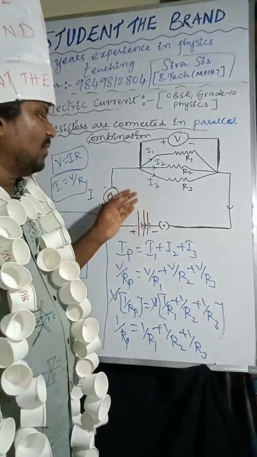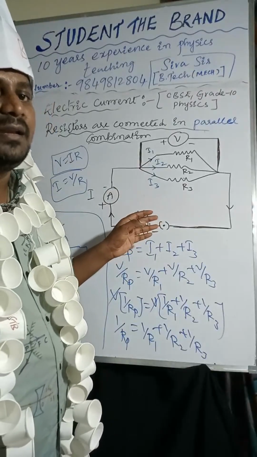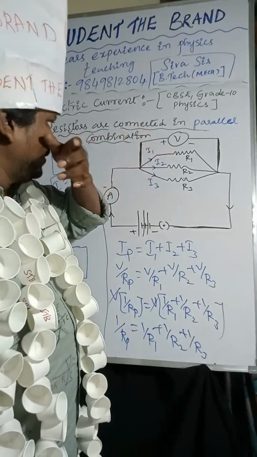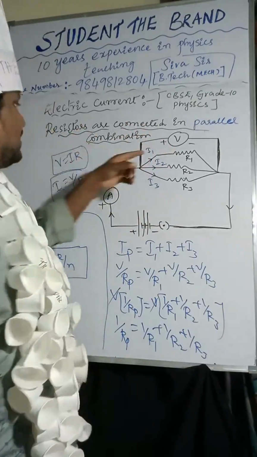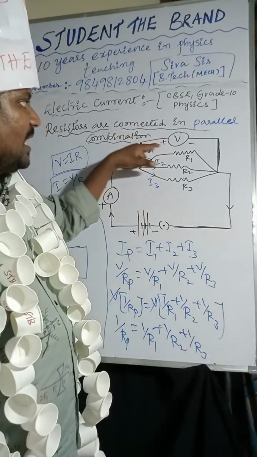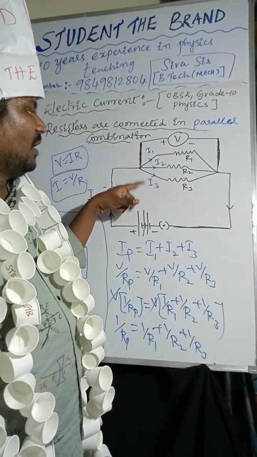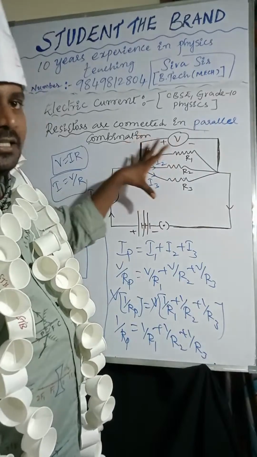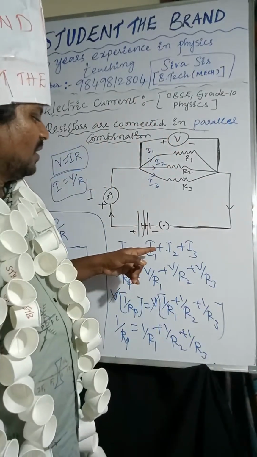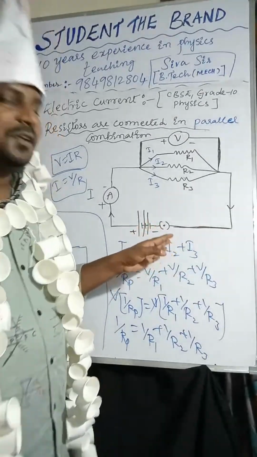whatever the current is passing from the battery is dividing into three parts. Across R1 we have V1 and I1, across R2 V2 and I2, across R3 I3. So the overall current in parallel combination IP equals I1 plus I2 plus I3.